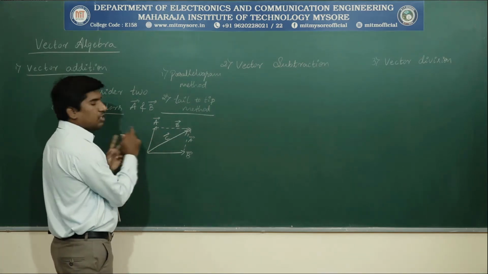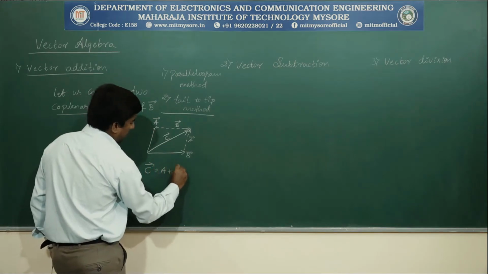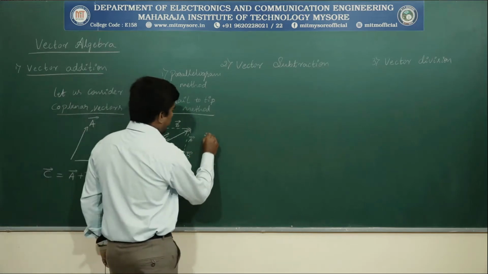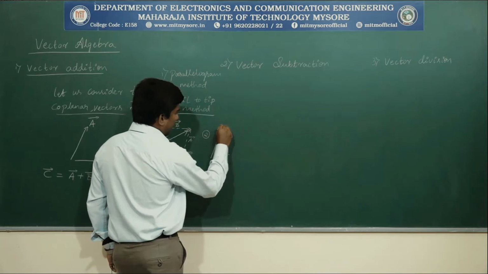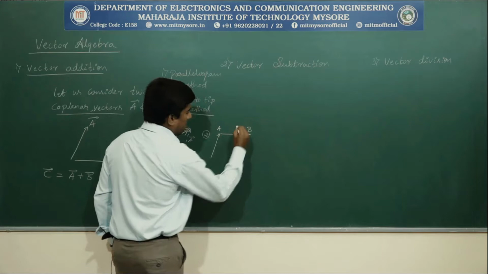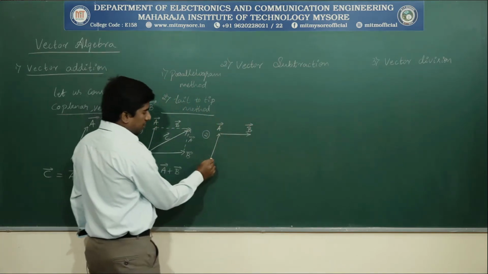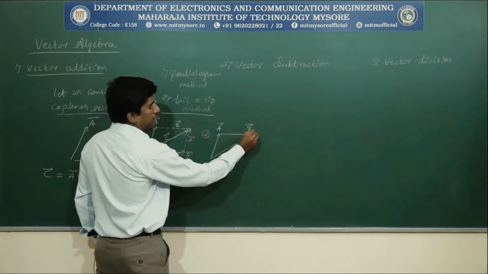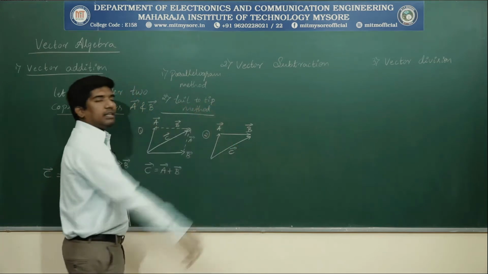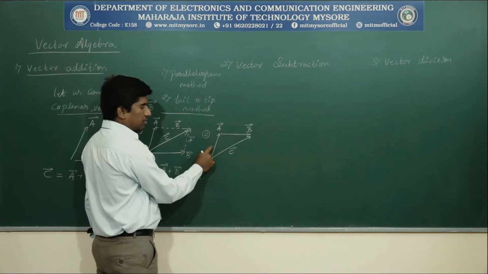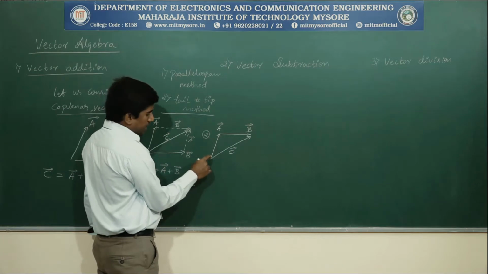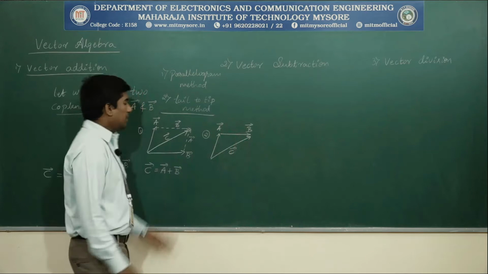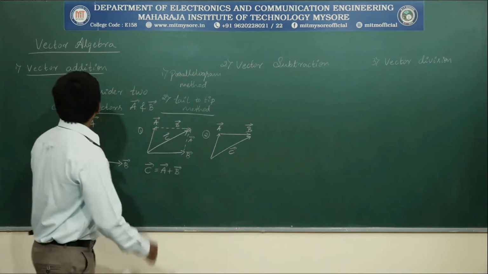The diagonal of this parallelogram is the resultant of these two vectors A and B. Therefore C is equal to A plus B. This is how the first method of vector addition can be performed. In the second method, the tail to tip method, consider this as vector A and this as vector B. Then the resultant vector is drawn from the tail of vector A to the tip of vector B. Hence the name tail to tip method. The vector C is the addition of vectors A and B.